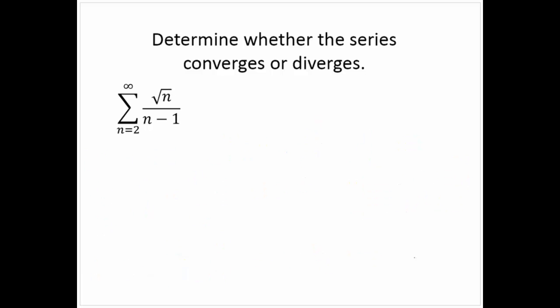All right, here's another example. This would be a good time for you to pause and try this one out on your own. All right, so here we're asked to determine if the series converges or diverges, and we have the sum from n equals 2 to infinity of root n over n minus 1.